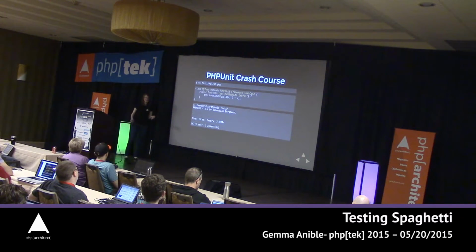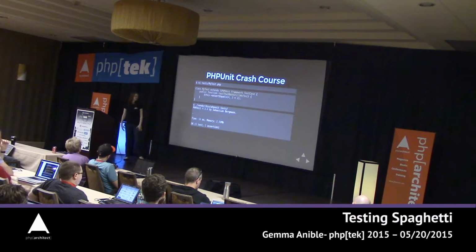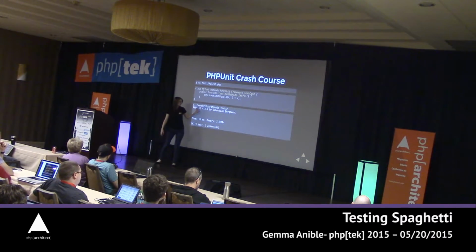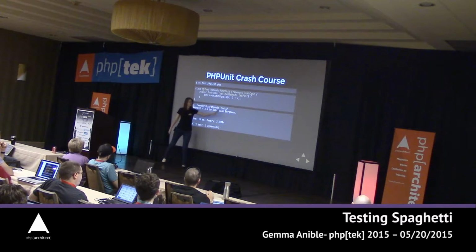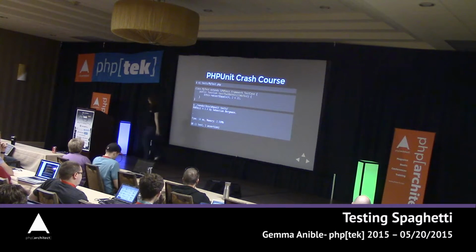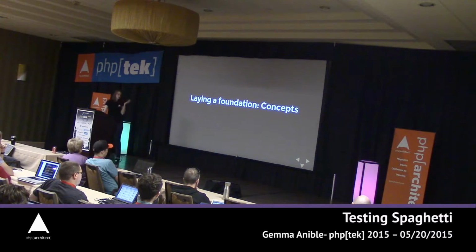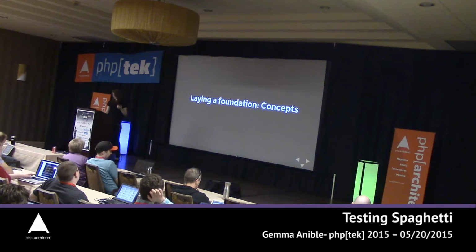You can set it up with a bootstrap.php. You can set it up with a configuration file called phpunit.xml. It all depends on what you need in your project. This is all you need to get started. You run the executable that Composer gives you against your test directory, and you're done. So those are some tools, Composer and PHPUnit.